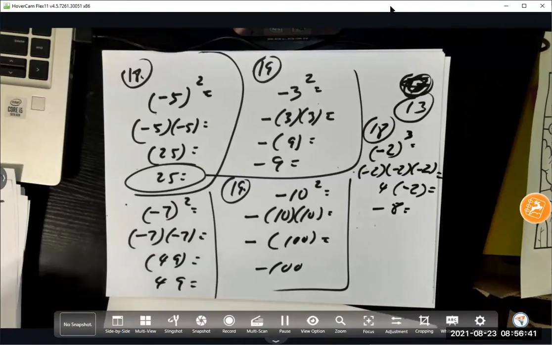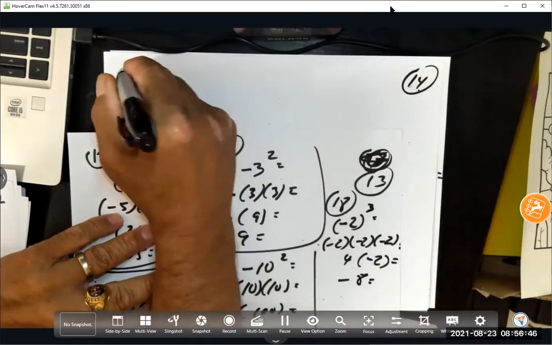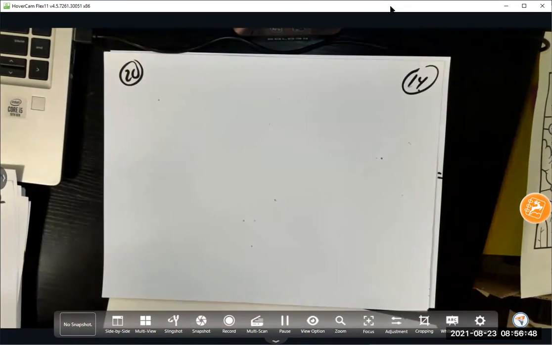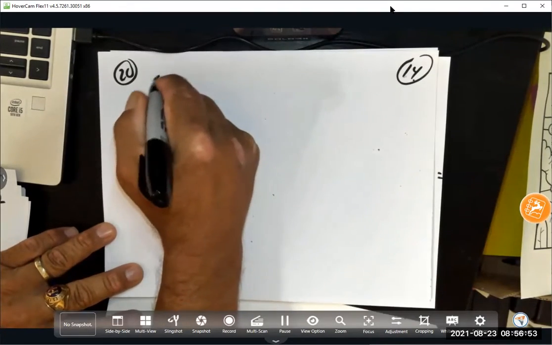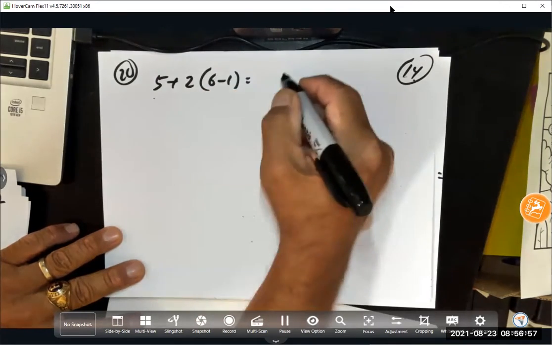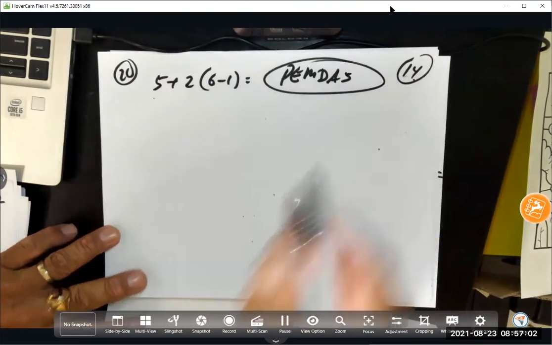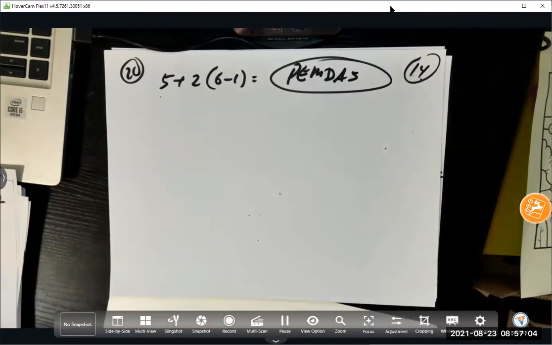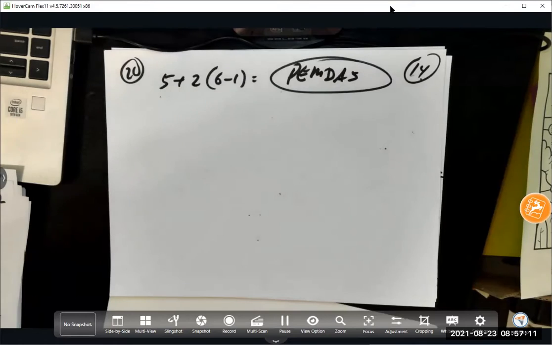Okay. All right. Let me go to the next one. Page 14, number 20. All right. So now we're going to have to use this. Let me see. How about this? 5 plus 2 times parentheses. All right. There you go. Please excuse my dear Aunt Sally. Parentheses, exponent, multiply, divide, add, subtract. So it means parentheses first, exponents, multiply, divide, add, subtract.